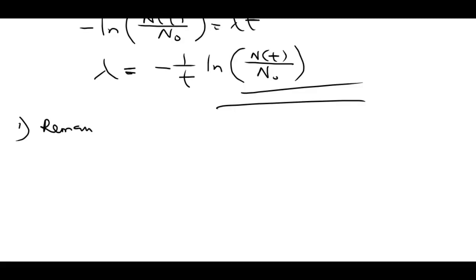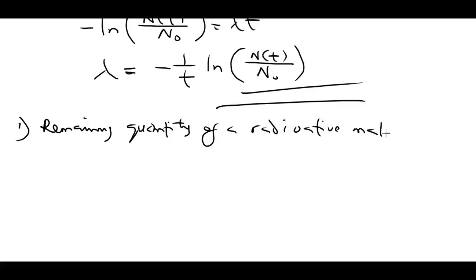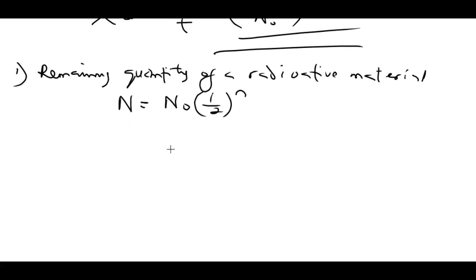If you want to calculate the remaining quantity of a radioactive material, you simply use N equals N naught multiplied by half to the power of n. So in this relationship, this capital N is the remaining quantity after n half-lives. This N naught is the initial quantity, and this small letter n is the number of half-lives.